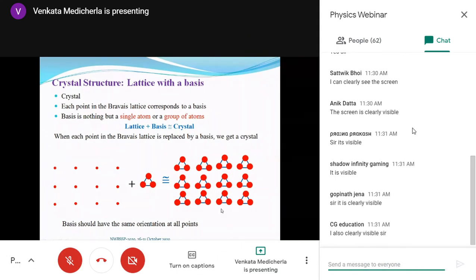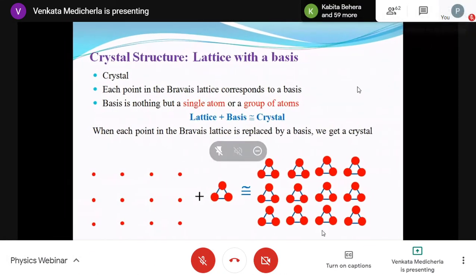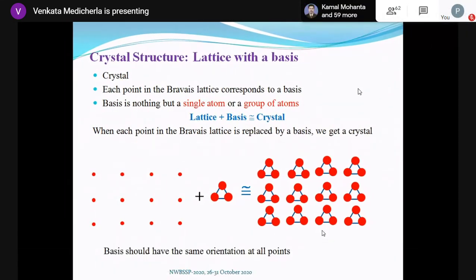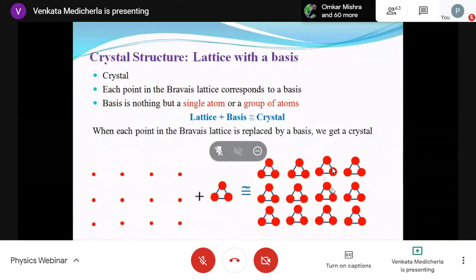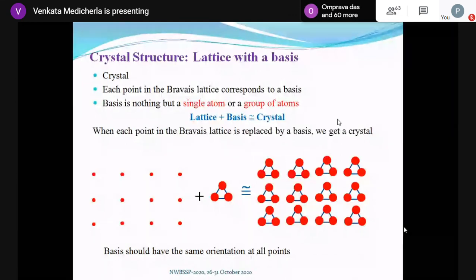Don't think that the basis should be some regular equilateral triangle or something. No, not necessarily. You can have any shape for that. It doesn't matter, because any molecule, any group of atoms arranged in a certain way, is fine. The only thing is, when you place it on the lattice points, you must place it in exactly the same orientation. You should not rotate it. You see, all the triangles I have put here are in the same orientation. If you rotate them, it fails to be a crystal. It should have the same orientation. So lattice plus basis will give you the crystal.